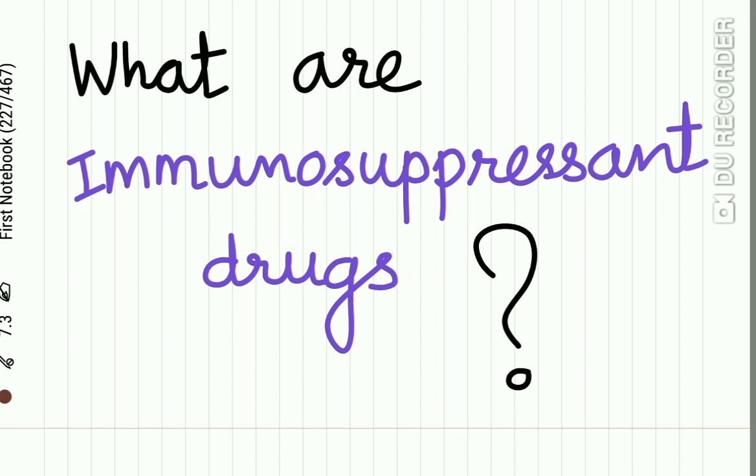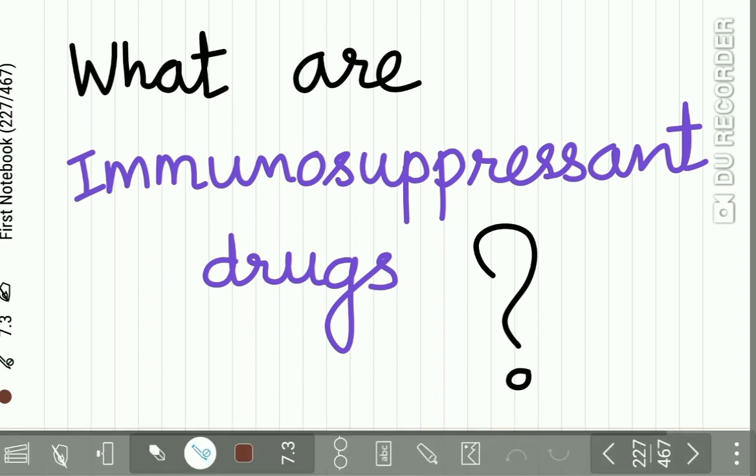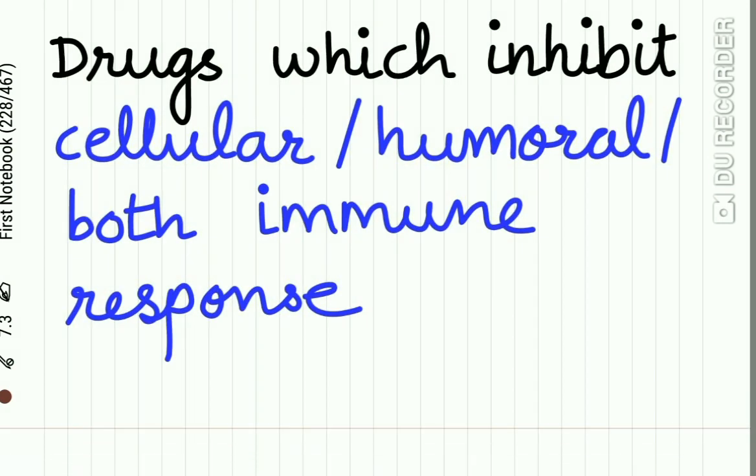What are immunosuppressant drugs? These are the drugs which inhibit cellular, humoral, or both the cellular and humoral response. So, these are the drugs which inhibit either the cellular immune response or the humoral immune response or both of them.